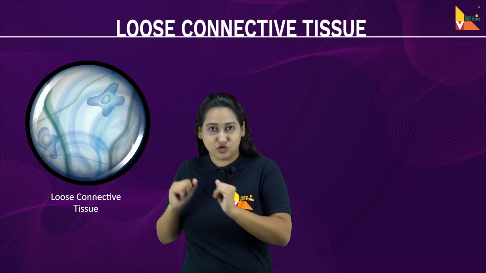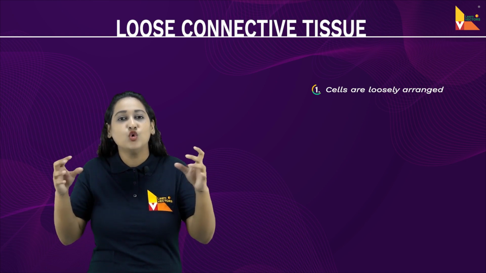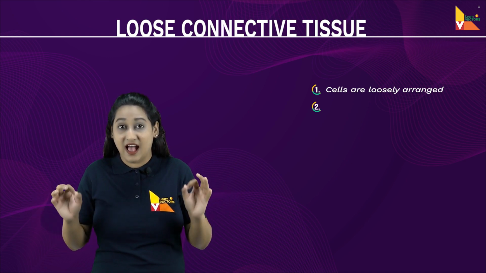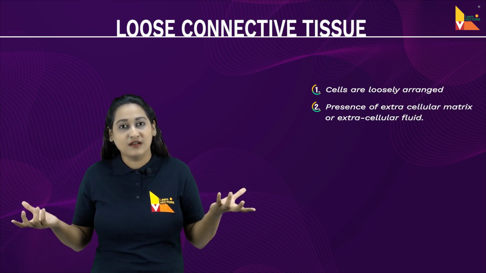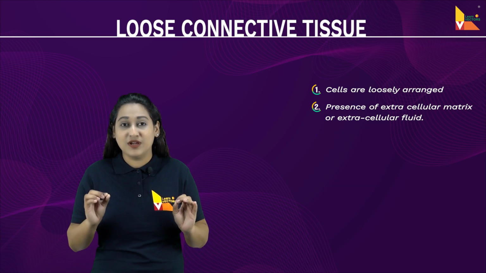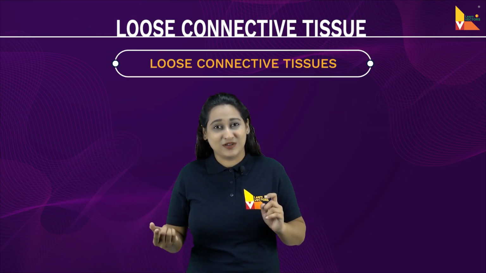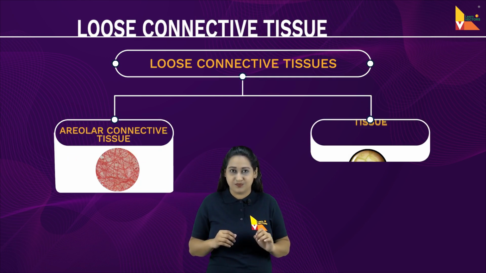All right, now we will begin with the very first type of the connective tissue, that is loose connective tissue. Why do we say that this is loose connective tissue? Because the cells are loosely arranged. They have an extracellular matrix, which is called extracellular fluid. Simple, right? This fluid contains a protein which is called gelatin. Loose connective tissue is again divided into two types: areolar connective tissue and adipose connective tissue.